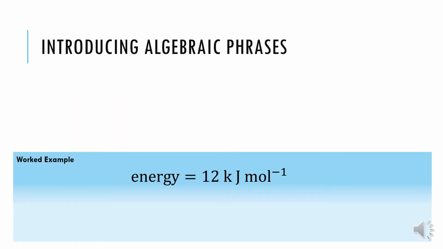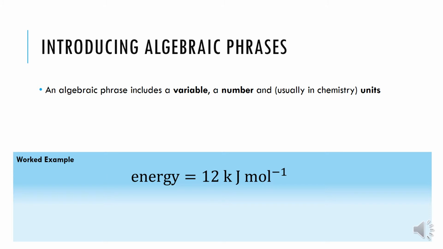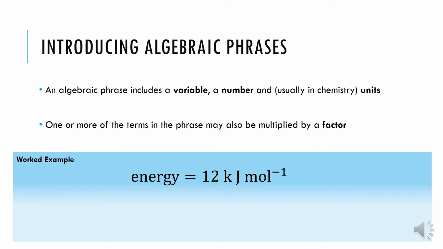Okay, so I'd like to start by introducing algebraic phrases. Any algebraic phrase will include a number of common things. The first one is a variable, the second is a number, and usually in chemistry, some units. We pretty much always have units in chemistry, unless we're talking about something which is highly theoretical. One or more of the terms in that algebraic phrase may also be multiplied by a factor, and hopefully you'll see that in the worked example below here.